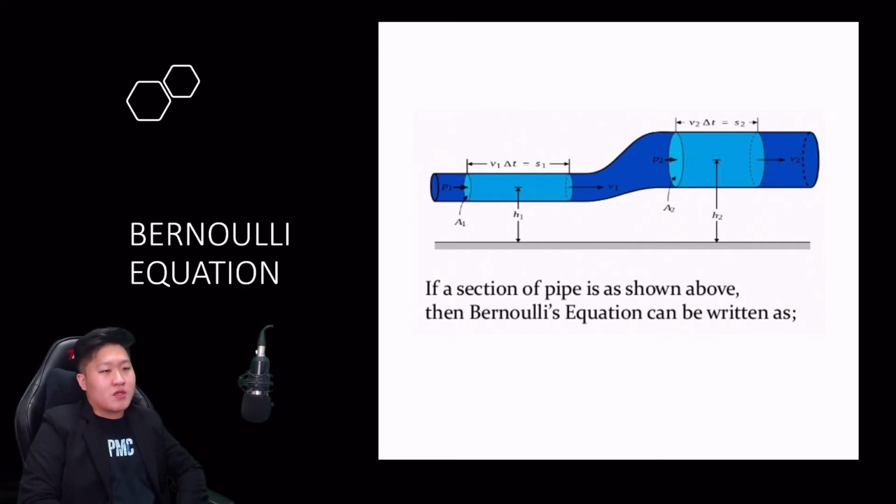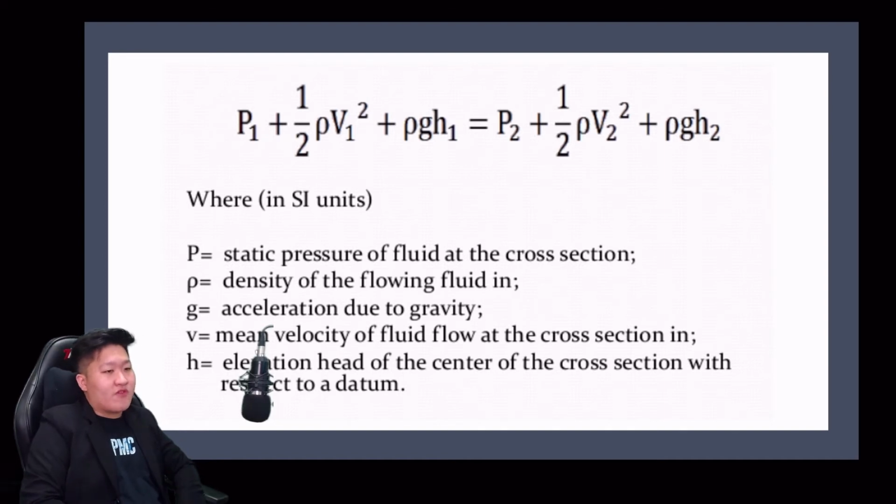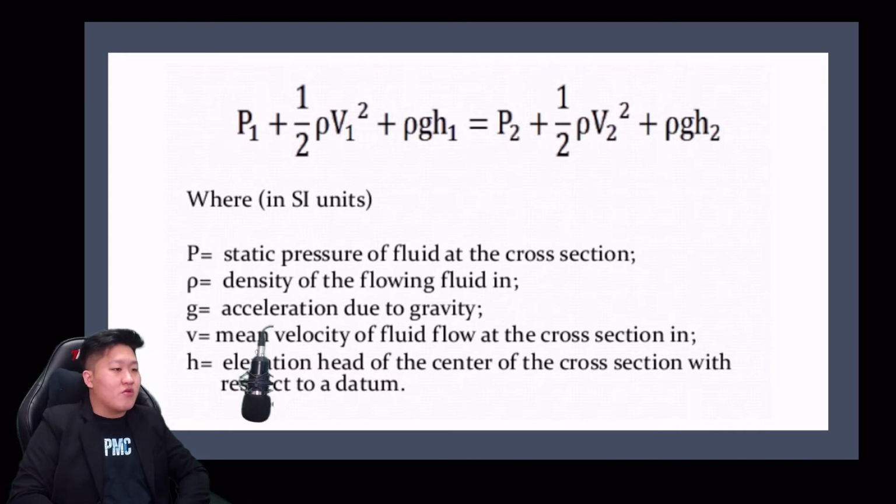Okay, in this picture, if a section of the pipe is as shown, this is the Bernoulli equation, where in SI units, P represents the static pressure of the fluid at the cross section. The second one, rho, is the density of the flowing fluid, and small g represents the acceleration due to gravity. V represents the velocity of fluid flow at the cross section. H represents the elevation head of the center of the cross section with respect to a datum.